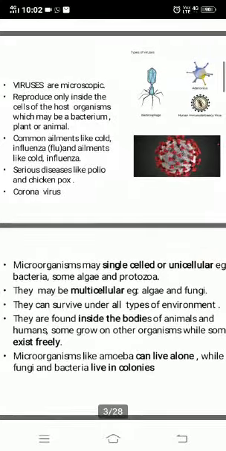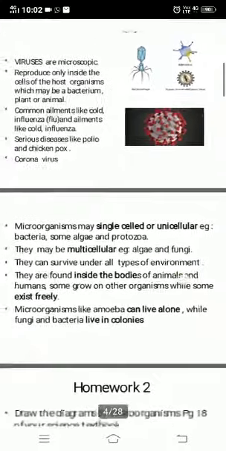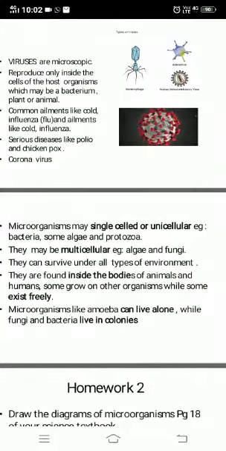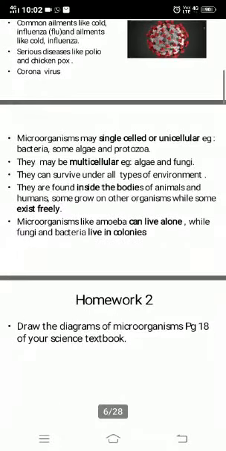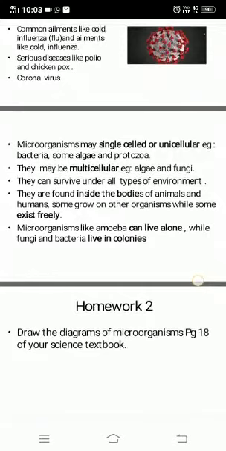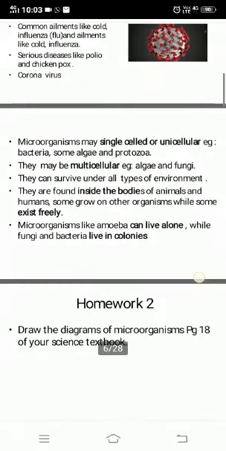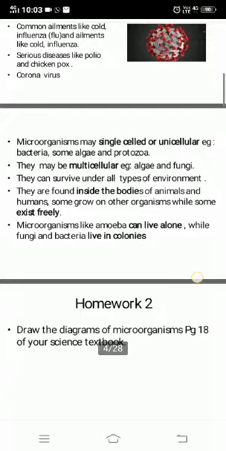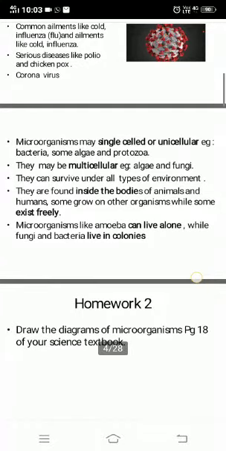Now coming to microorganisms, they can be single celled, or unicellular, or multicellular. Cell means the basic unit of life. Like a wall is made up of bricks, similarly a body is made up of cells. So microorganisms may have only one cell, that is single celled or unicellular. Examples are bacteria, some algae and protozoa. They may be multicellular, that means having many cells, as we are multicellular. Examples are algae and fungi. So microorganisms may be unicellular or multicellular.